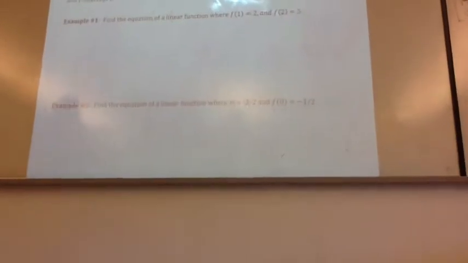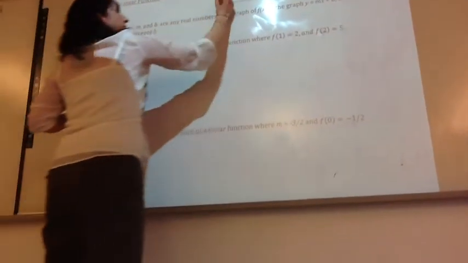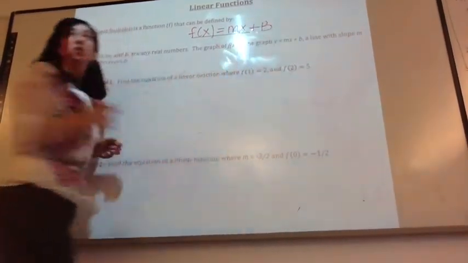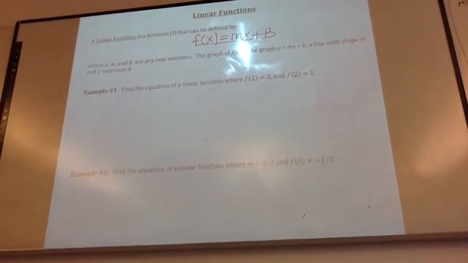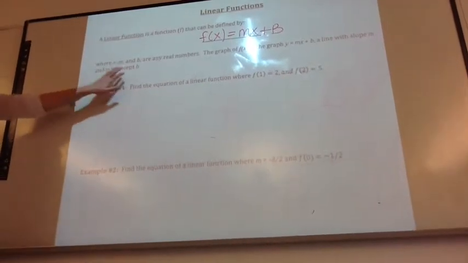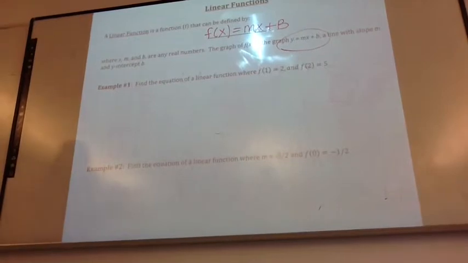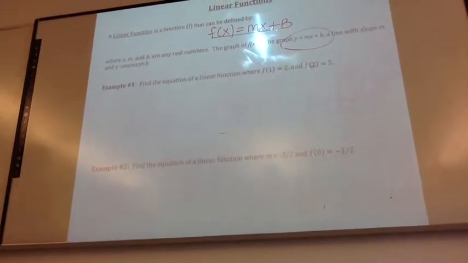f of x equals mx plus b. So it's just a notation that you have to be familiar with. Okay? x, m, and b are real numbers, and the graph of f of x equal to y equals mx plus b is a line with a slope of m and a y-intercept of b. You know this already, it's just going to come in a different form.